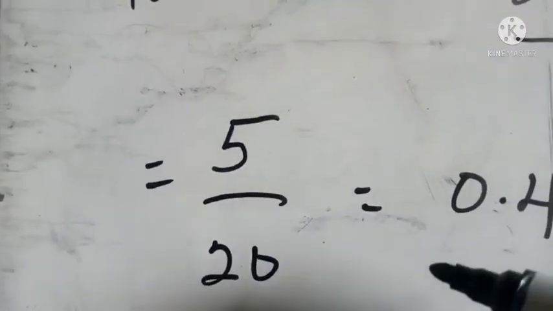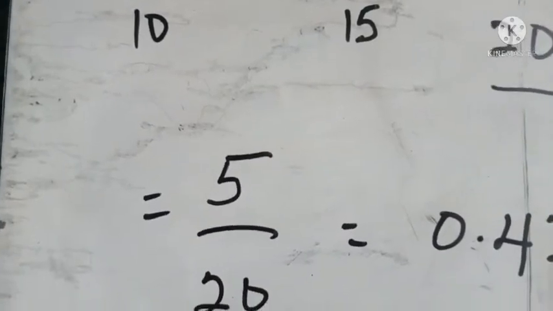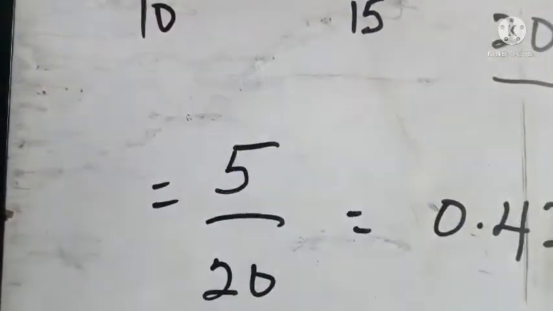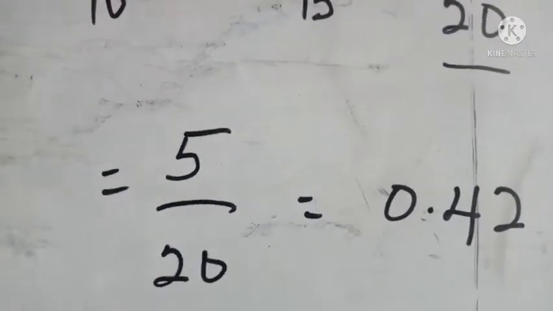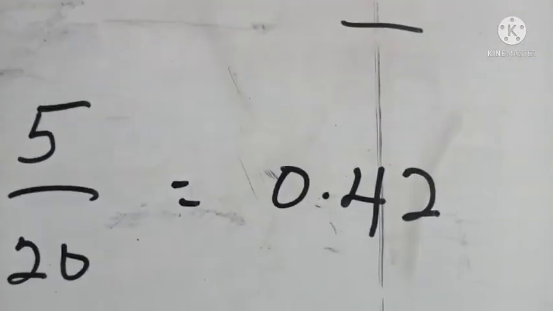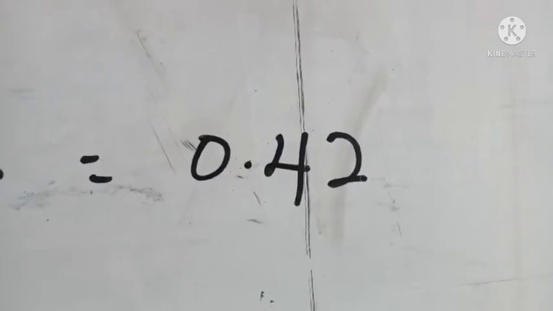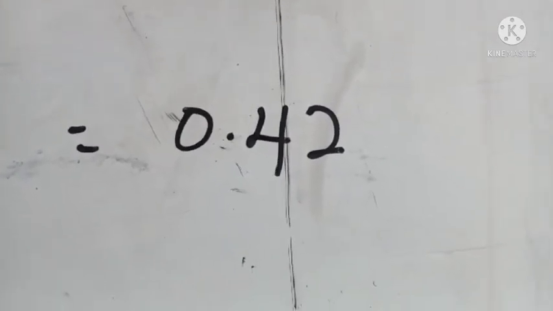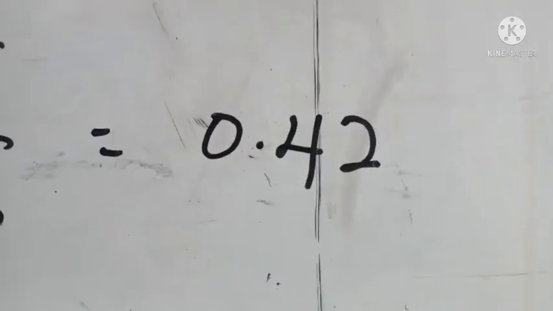You should get something like 5 over 20, right? So 5 over 20 should be your answer to that question. Then when you reduce that, that should give you 0.25. Okay, so this is how simple we tackle this type of probability question.